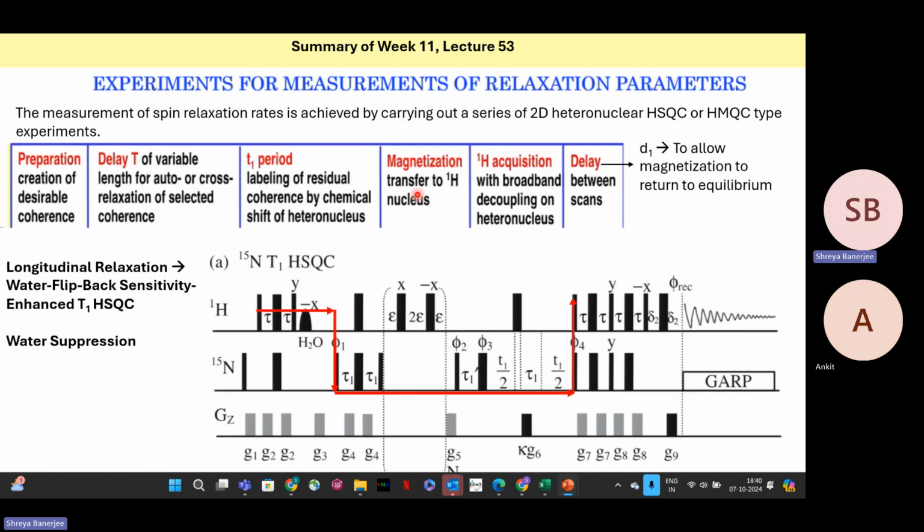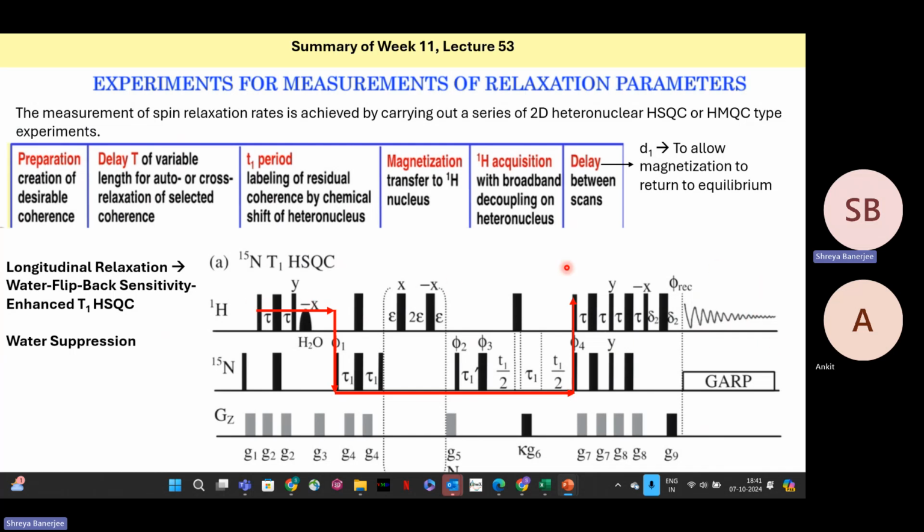Then there is a magnetization transferred back to 1H. And there is a 1H acquisition. So you're acquiring the spectra, this FID you are detecting along the 1H channel with broadband decoupling on heteronucleus. So there is 1H-15N coupling. We will remove that in order to better resolve the spectra. So these are all pulse sequences in order to do this decoupling, so that ultimately you only record the 1H spectra, decoupled, along this channel.